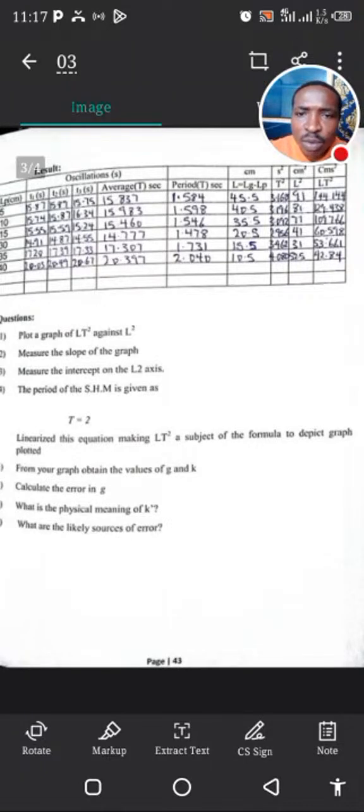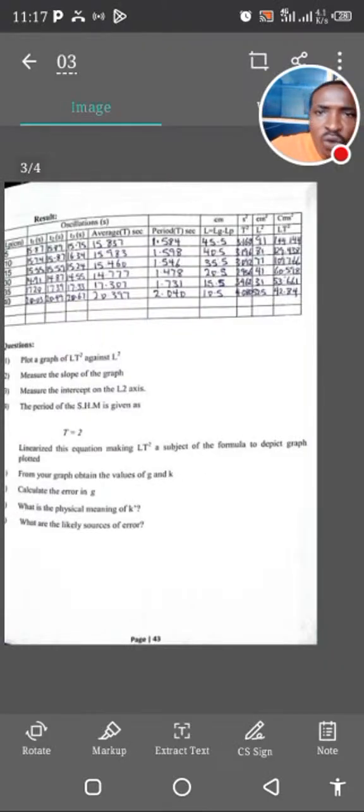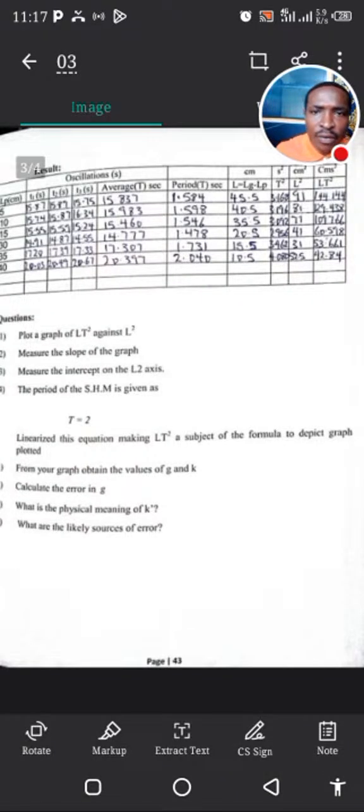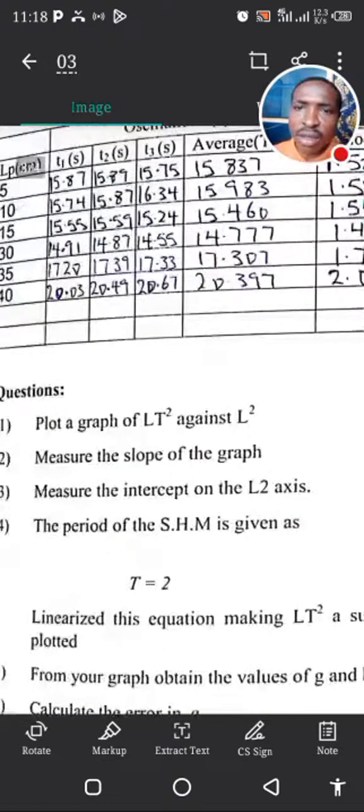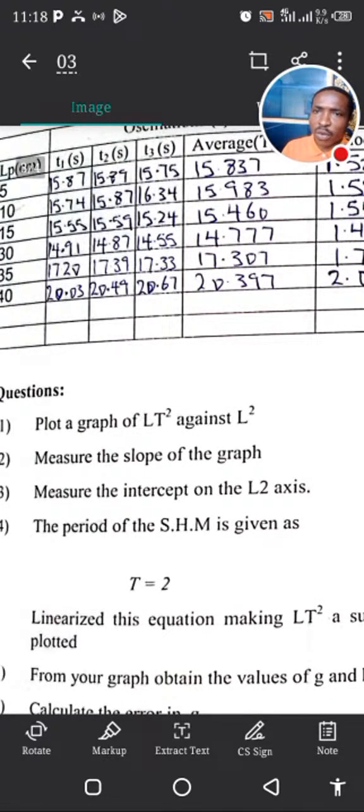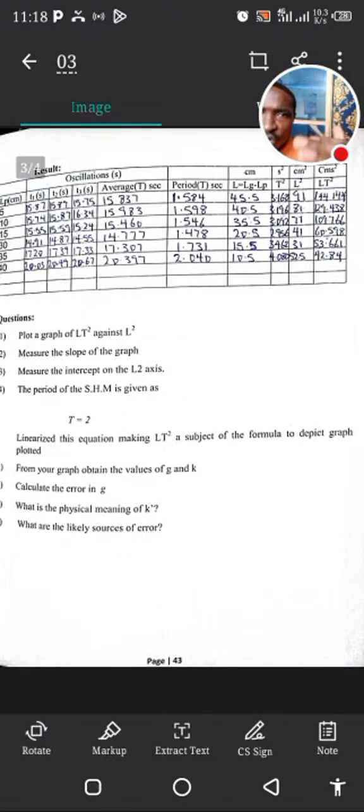Okay, so question one says plot a graph of LT square against L square. I don't really have the graph here, but the nature of the graph is what I just showed you earlier. Then measure the slope of your graph, then measure the intercept on the L square axis. Because of those values that were omitted, on the L side we have 5, 10, 15, instead of 20, 25, we have 30, 35, and 40. So the graph is going to jump, and it will cut on the negative L square instead of positive L square.